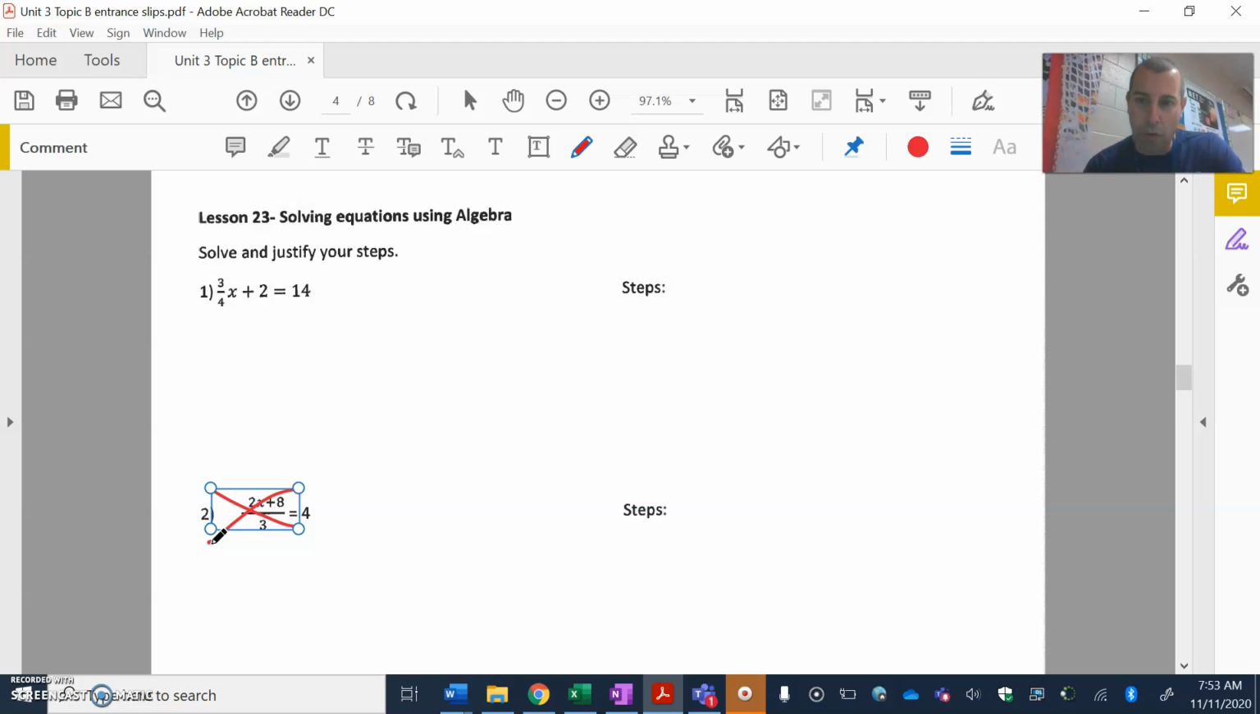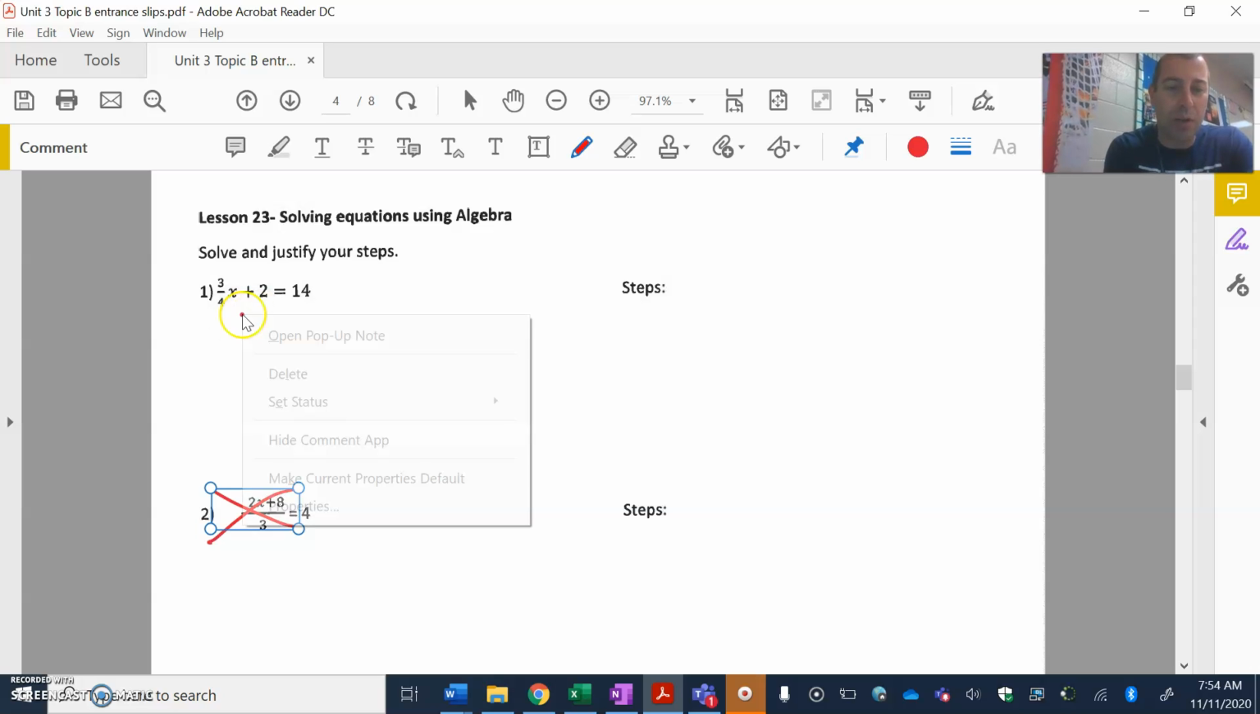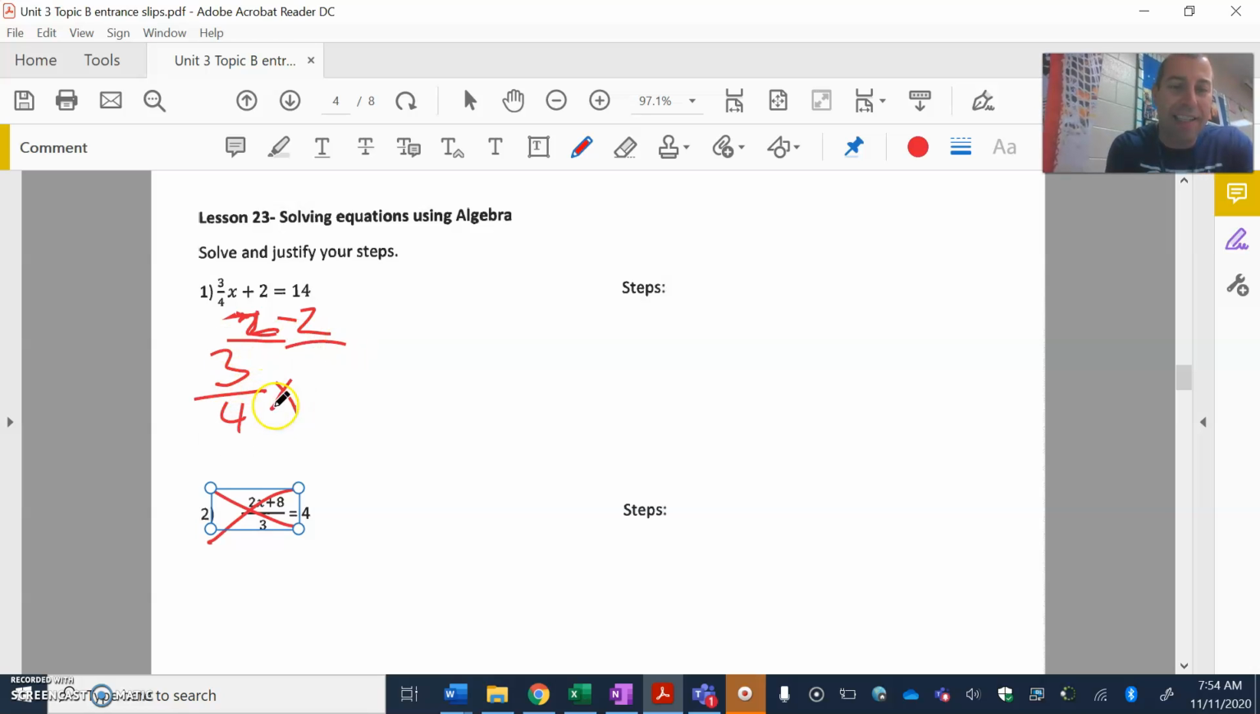Again, we are working on the solving of equations. We do want to emphasize showing the work to both sides, and the vocabulary that you're using to explain what you are doing. So we always start on the side with that variable, and we're going to undo any addition or subtraction. So we are going to subtract 2 from both sides. All right, so I've got 3/4 x equals 12.